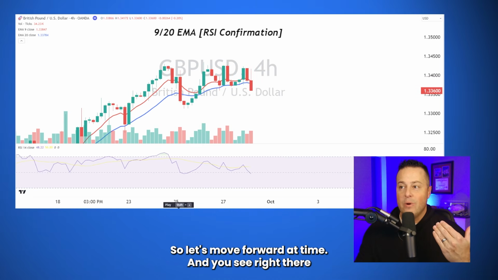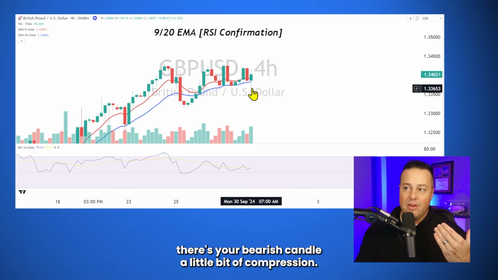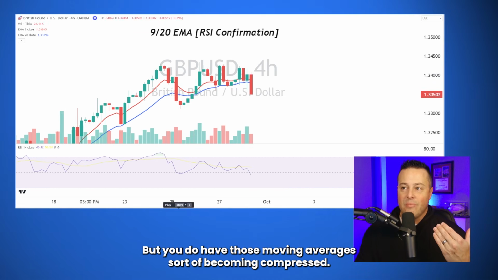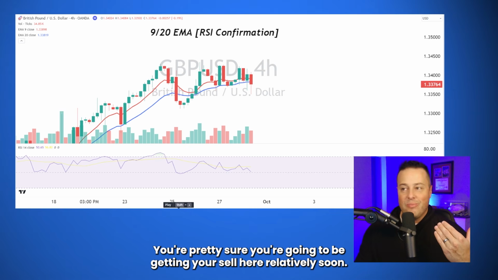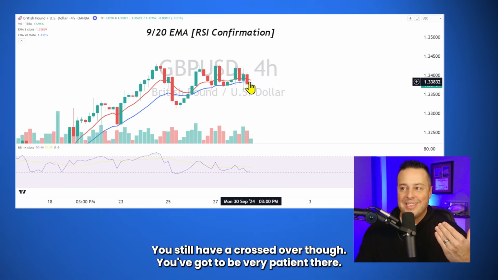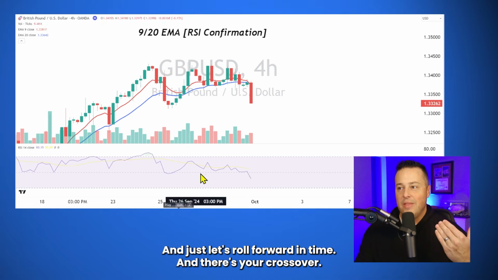So let's move forward in time, and you see right there's your bearish candle, a little bit of compression, but you do have those moving averages sort of becoming compressed. And right there, what do you have? You're pretty sure you're going to be getting your sell here relatively soon. There's your break. You still haven't crossed over, though. You've got to be very patient here, and let's roll forward in time, and there's your crossover.